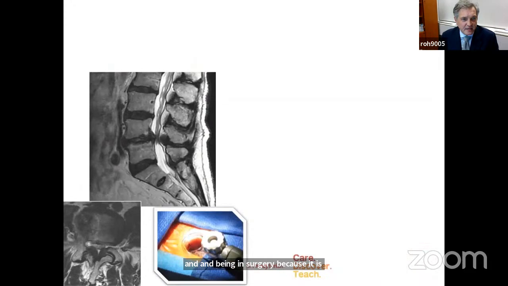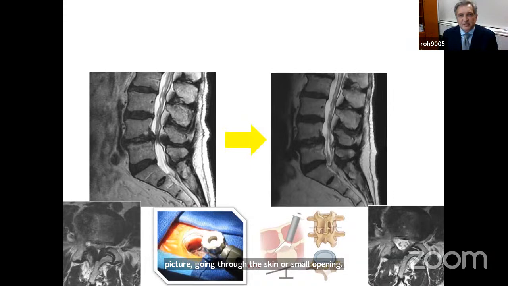Now, there's a patient here who had lumbar spinal stenosis. He had L4-5. You can see that on the MRI scan by now. You're all experts in reading MRI scans and x-rays, of course. You can see there's severe nerve compression. This patient failed non-operative treatment. We did a tubular decompression. So this is a little tube. There's a plastic tube on the picture going through the skin, a small opening. And then we did what we call a tubular over-the-top decompression. And we got an MRI scan after surgery. You can see everything is very nicely decompressed.